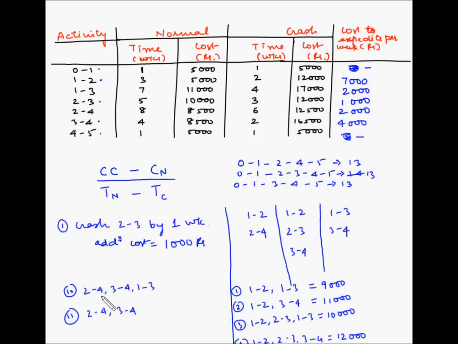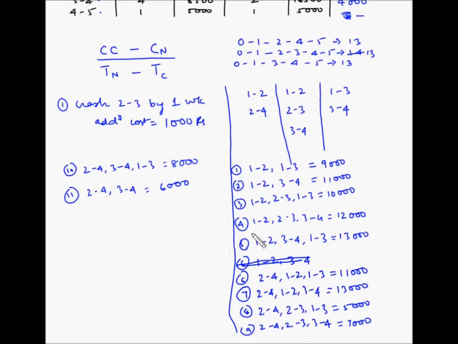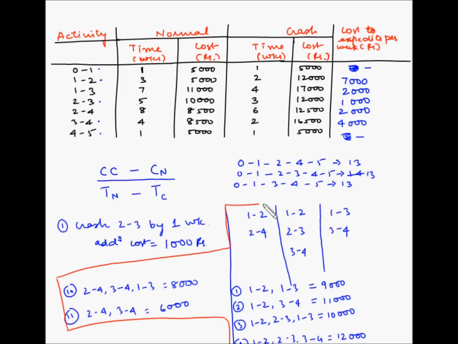Now coming to 2-4, 3-4, 1-3. So 2-4 is 2,000, 3-4 is 4,000, so 2 plus 4 is 6,000, and 1-3, which is 2,000, so 6 plus 2 is 8,000. Next is 2-4, 3-4. So 2-4 is 2,000 and 3-4 is 4,000, so 2 plus 4 is 6, so 6,000. So these are the combinations and their cost analysis.